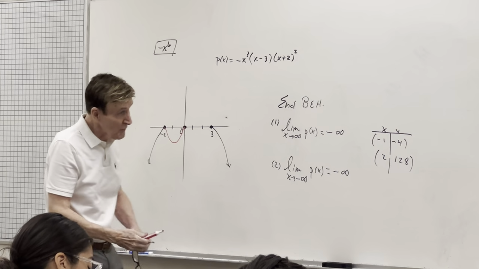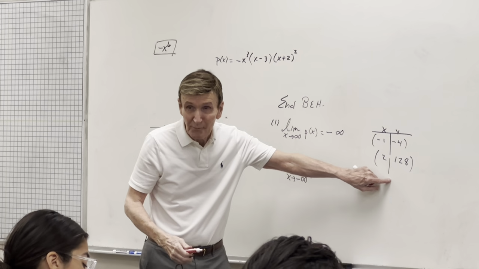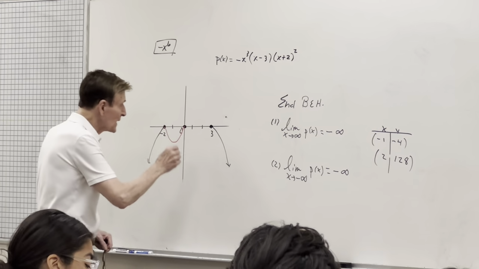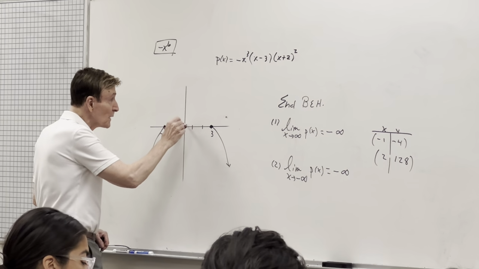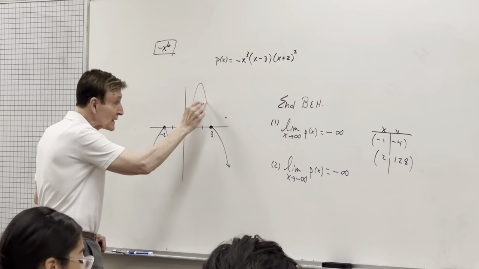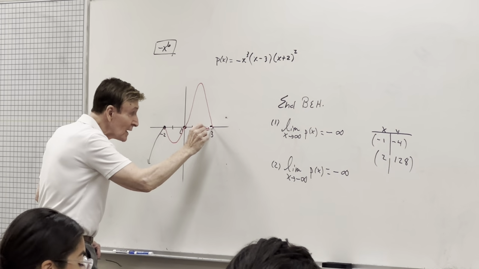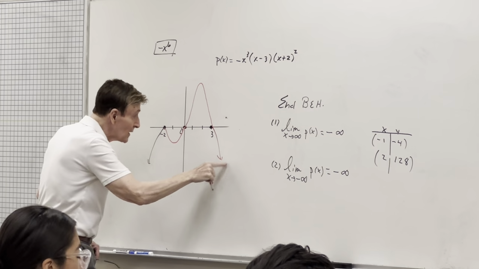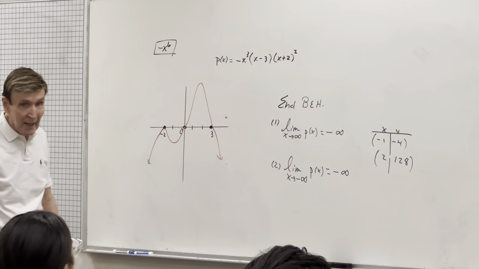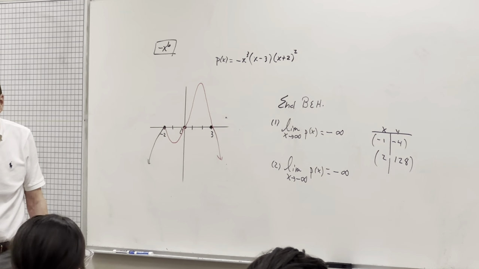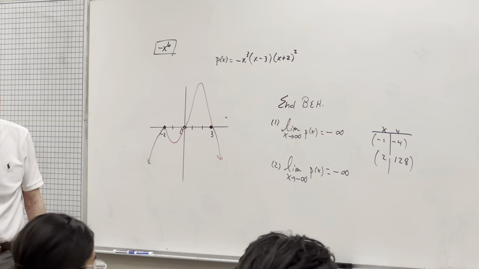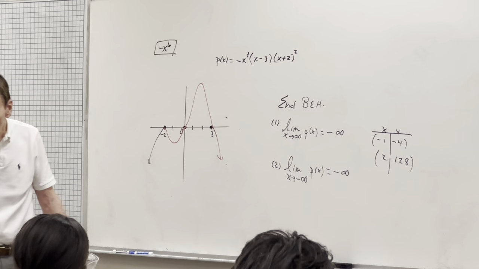How high up does it go? This may help you, it goes way up. I know at 2 it goes up to 128, so that might tell me, well, Professor, you better make it go way up there, and then come back down and join, and make this look better. Yeah, something like that. You guys agree? And that's the graph. That's a rough sketch of that function.